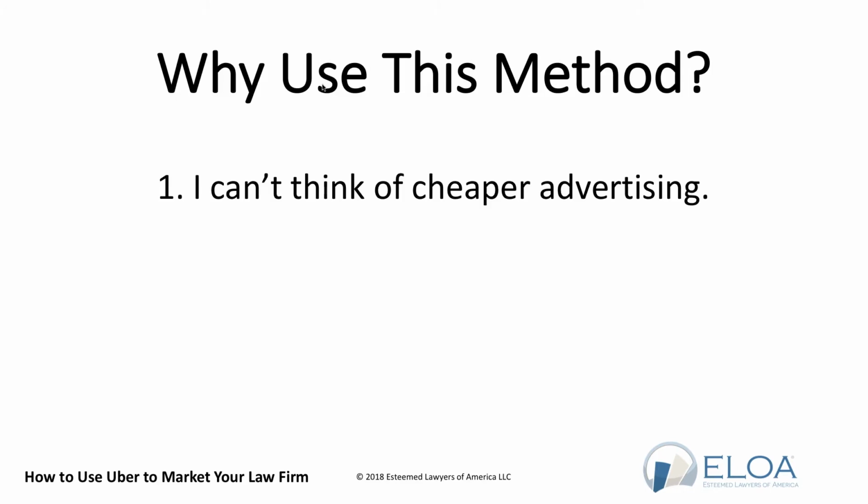So why use this method? Well, honestly, I've been racking my brain and I cannot think of a cheaper way to advertise your law firm. We already showed how expensive pay-per-click can be. SEO, I'm sure you know, is expensive. It takes a long time. Buying a billboard costs you thousands of dollars per month. I've bought billboards before, and they can range anywhere from $1,200 a month all the way up to $50,000 a month, depending on where they are.